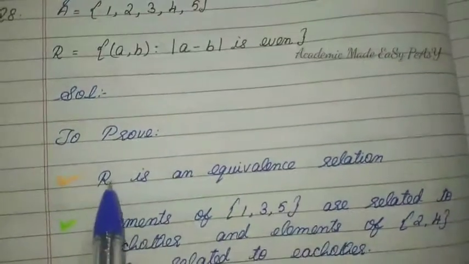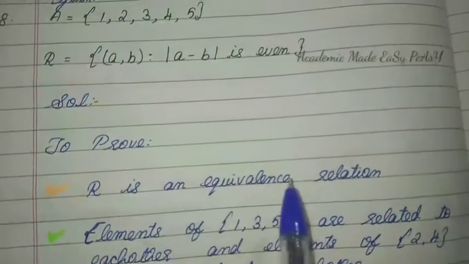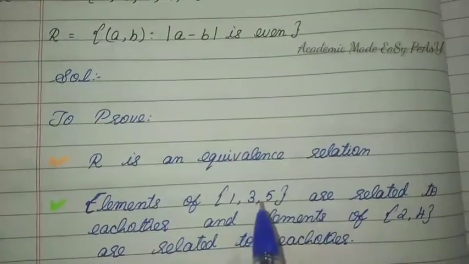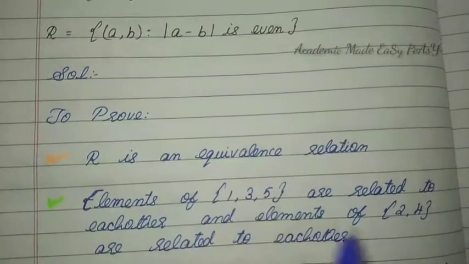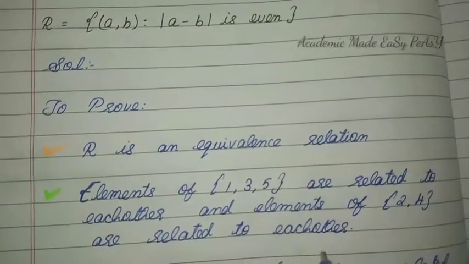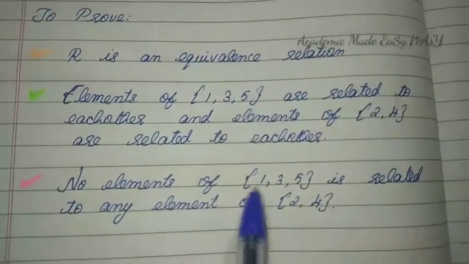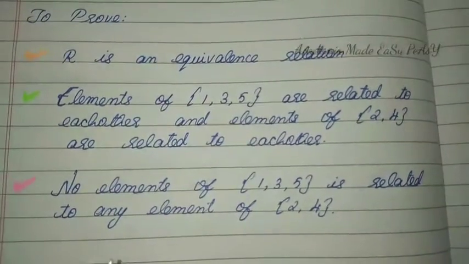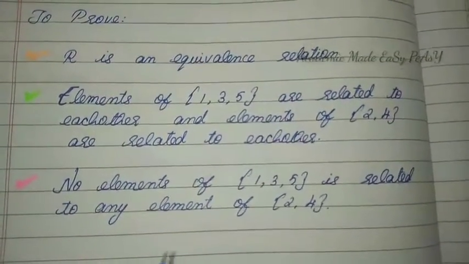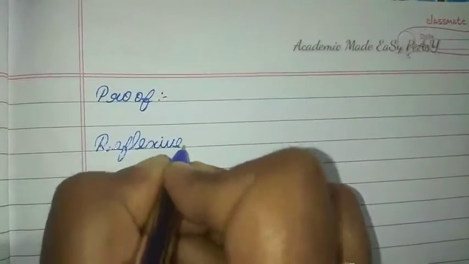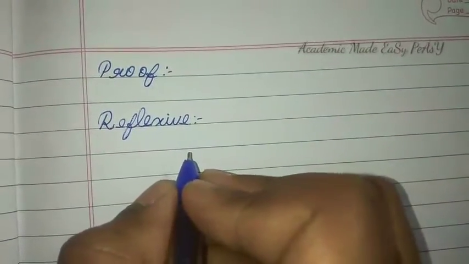Okay, to prove, first, that R is an equivalence relation. The second part is that elements of {1, 3, 5} are related to each other and elements of {2, 4} are related to each other. The third part is no element of {1, 3, 5} is related to any element of {2, 4}. So first is reflexive. So what is the condition for reflexive? (a, a) should belong to R, isn't it?